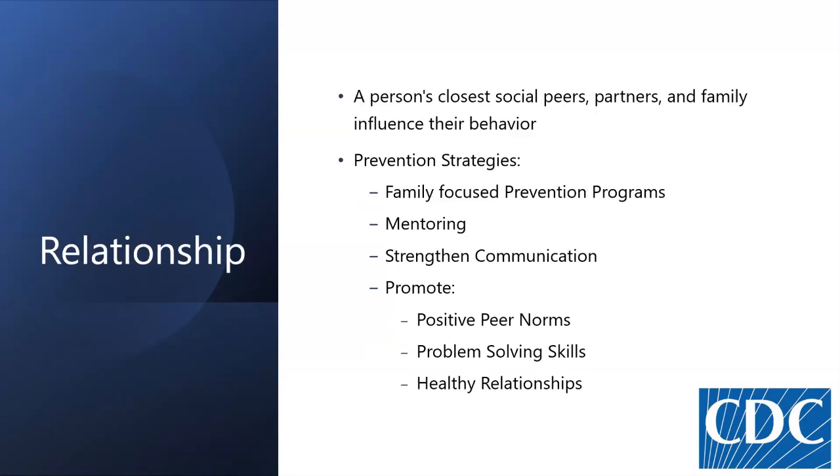This includes an individual's closest social circle: peers, partners, and family members who influence the person's behavior and contribute to their life experience. Prevention strategies at this level may include parenting or family-focused prevention groups, mentoring and peer programs designed to strengthen parent-child communication, and promoting positive peer norms, problem-solving skills, and healthy relationships.